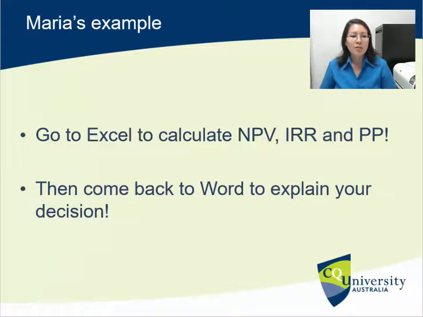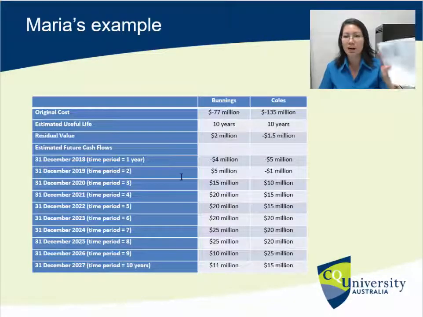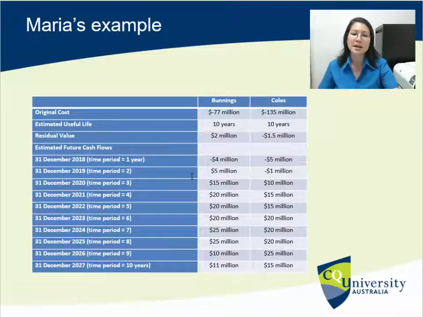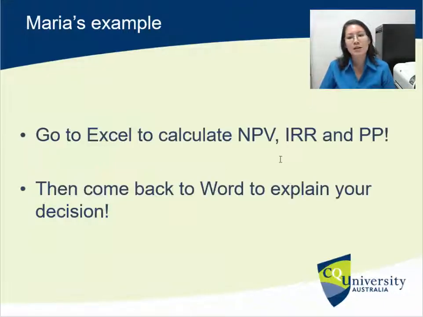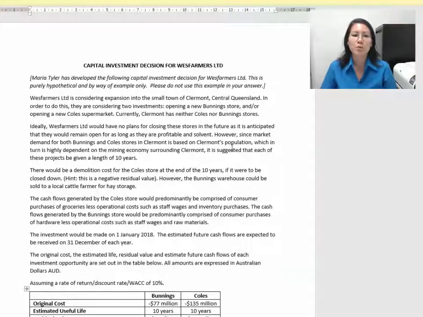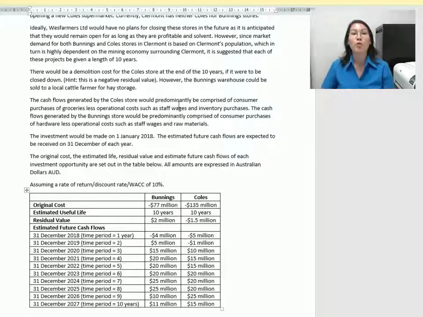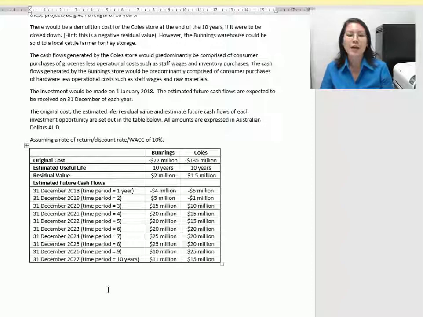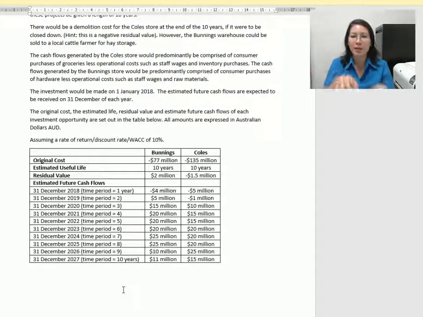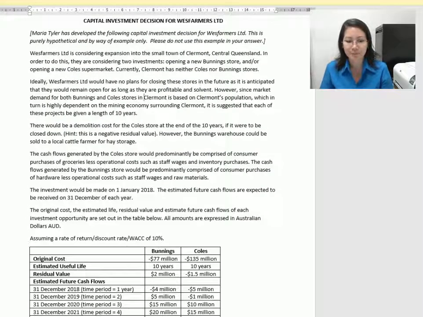Okay, so I've printed out this table so I can actually just refer to it when I'm typing into Excel instead of flicking back and forth. But this is where I'm getting my data from. We go to Excel to calculate those 3 different investment appraisal methods and then come back to your Word document to explain your decision. So this is part of what you would include in your Word document. When you create your scenario, type it up, tell your marker what your scenario is, and then at the end, after you've calculated your net present value, internal rate of return and payback period in Excel, come back and explain that back in your Word document as well.